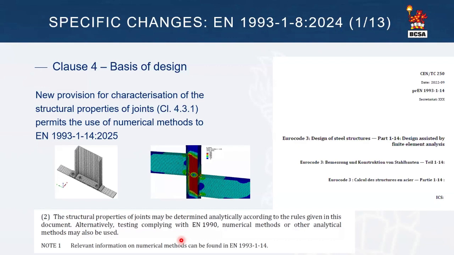So very briefly, I know I have 13 slides on the specific changes, but I won't spend much time. I would just like to note the main changes in this part 1.8. The European foreword in the second generation for part 1.8 lists 12 main changes, and I'll address some of these. So in basis of design, there is now a new provision that allows you to characterize the structural properties of joints by finite element methods, in line with the new part 1.14. As I said, I'll talk about that later in one of the last slides.